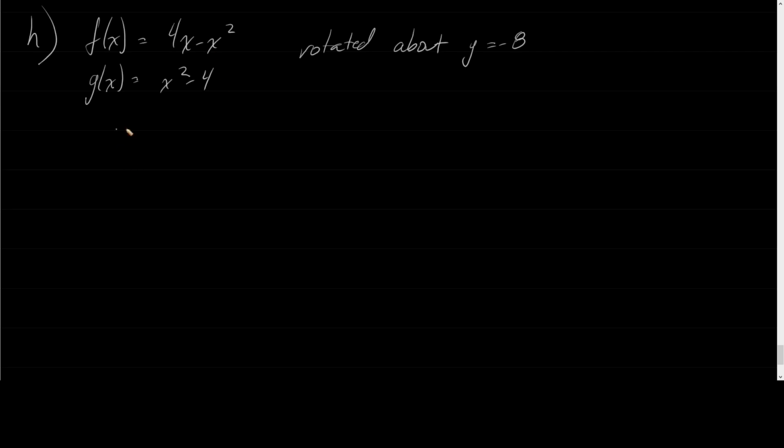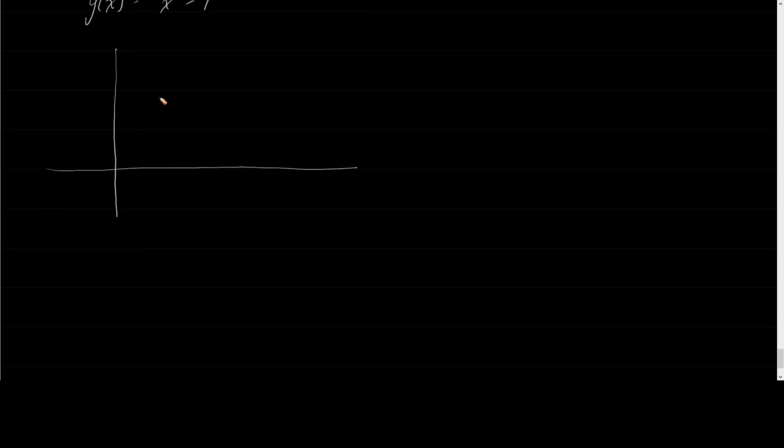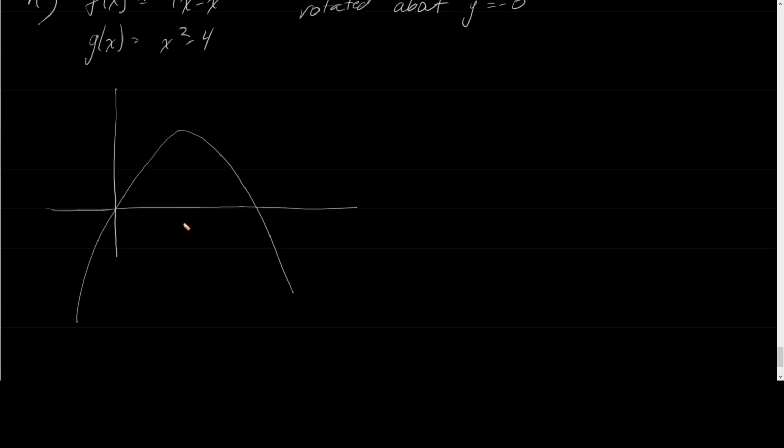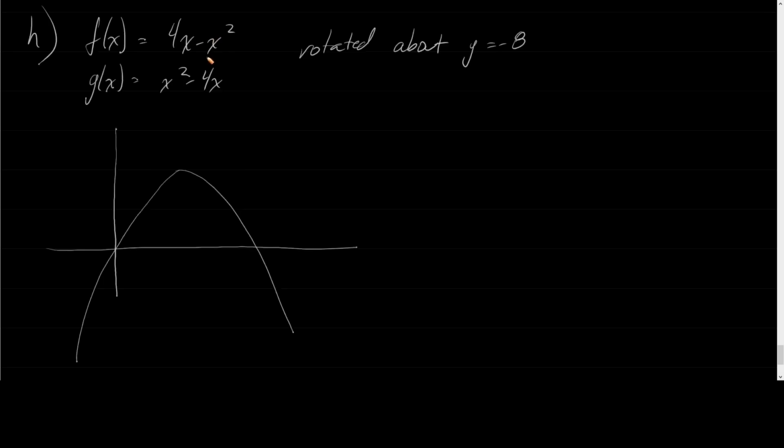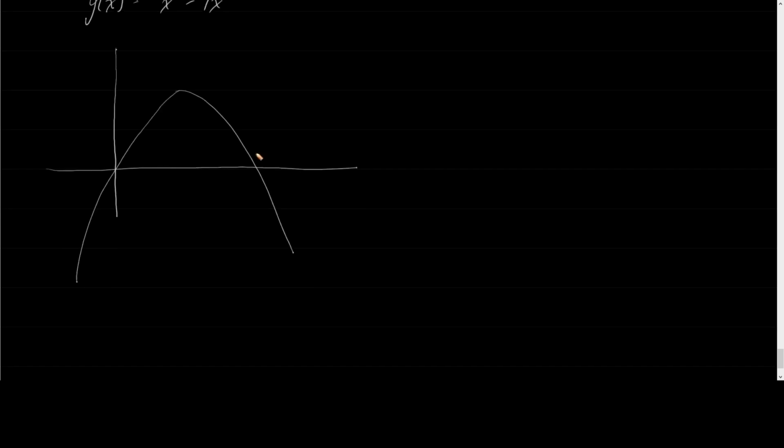So let's see what we do here. 4x minus x squared and x squared minus 4x. All right. So those two were carefully chosen. 4x minus x squared, that's a parabola facing downwards. And it looks something like this. The other one, x squared minus 4x. It looks like this. So perhaps I should have done this in two different colors.